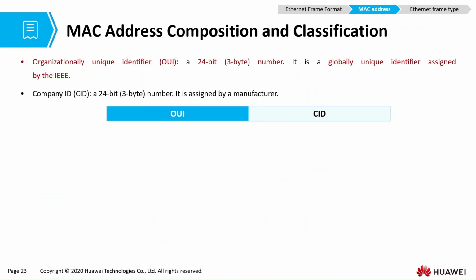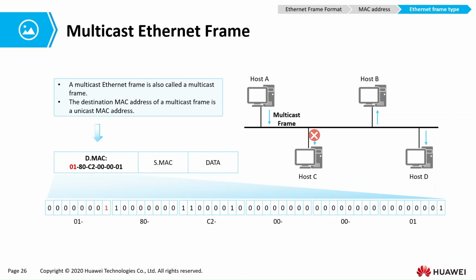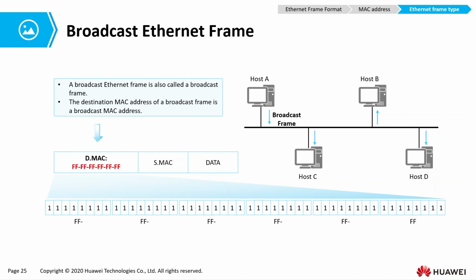So the next one, the MAC address. Why do we say the MAC address is unique? Because when you look at the composition of the MAC address, OUI stands for organizationally unique identifier. For example, the Huawei one, they have their unique one. I forgot the number already. You can go and check back what actually is their MAC address.